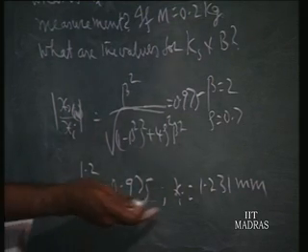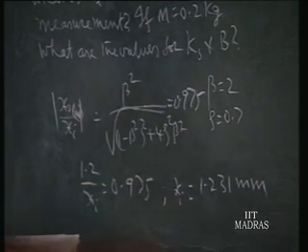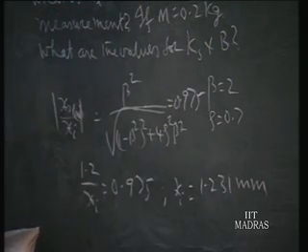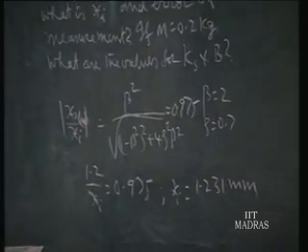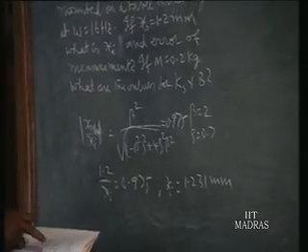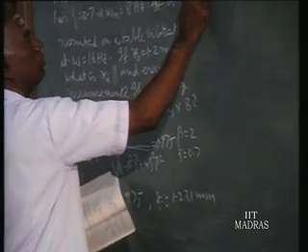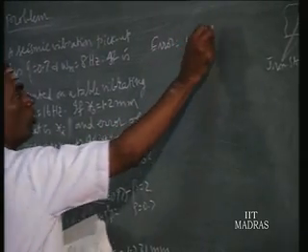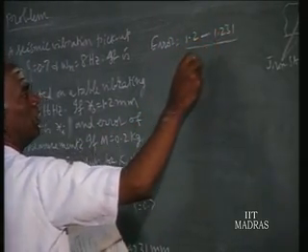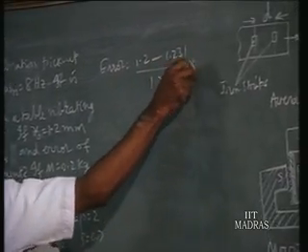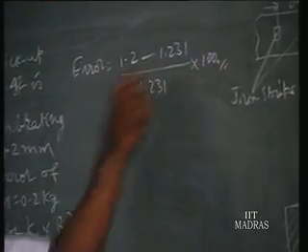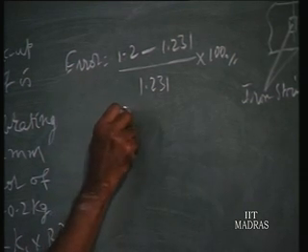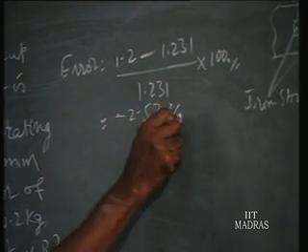So Xi, the amplitude of vibration of the table, happens to be 1.231 mm. Now what is the error of measurement? The definition of error is measured value minus theoretical value, divided by theoretical value. So error is equal to the measured value 1.2 mm minus the theoretical value 1.231, divided by the theoretical value 1.231, into 100, as a percentage of error. So this comes to minus 2.52%. So this is the error of measurement.